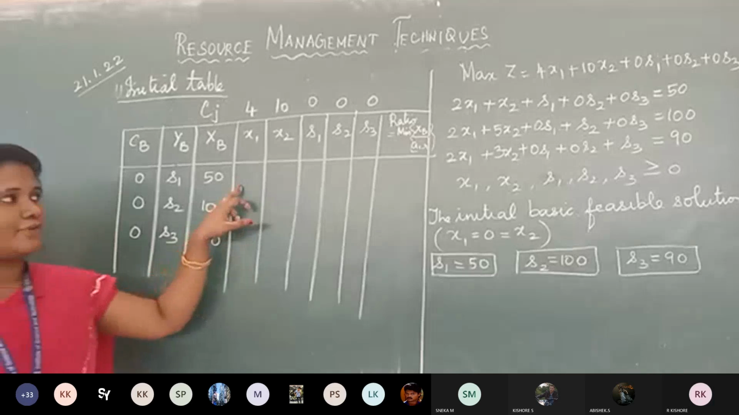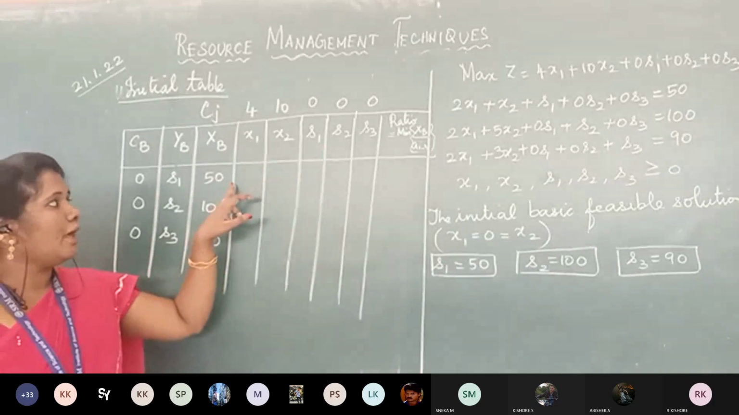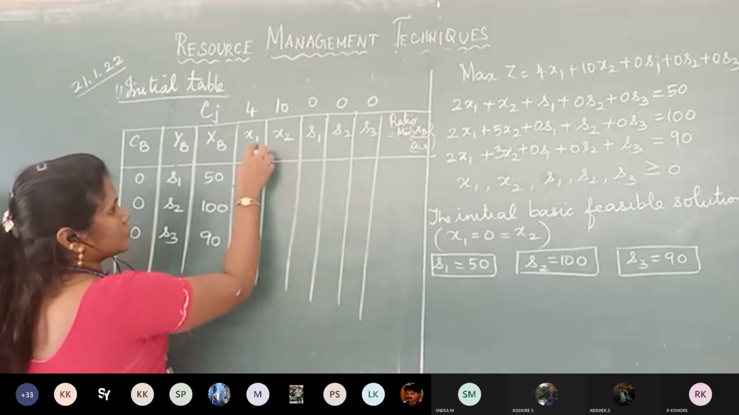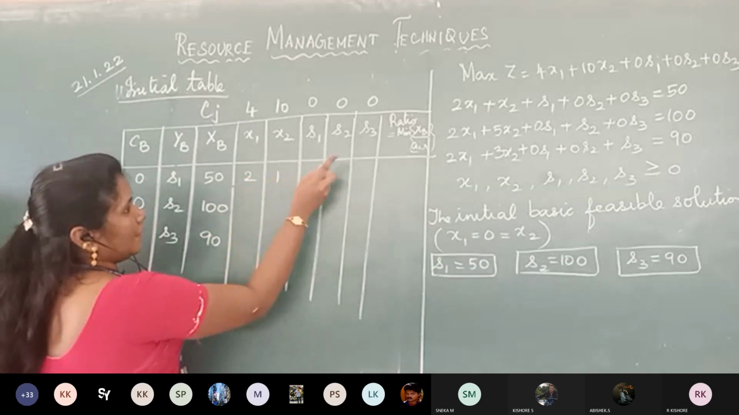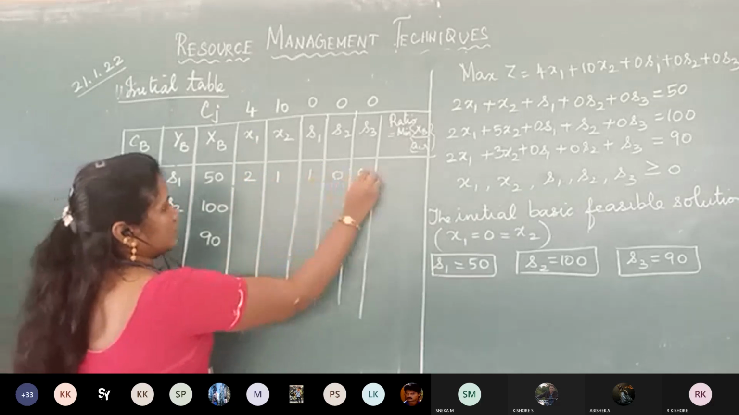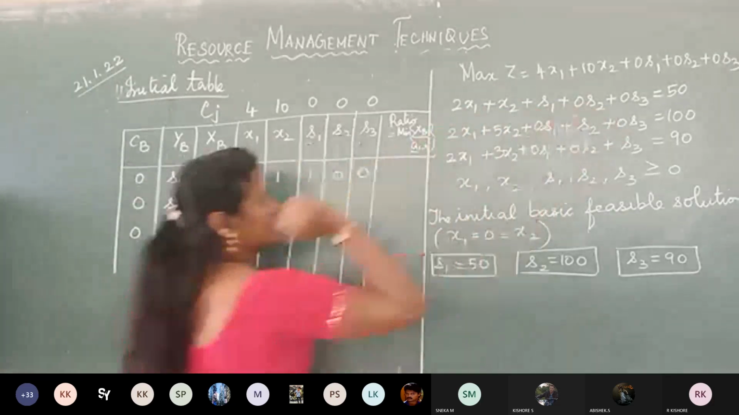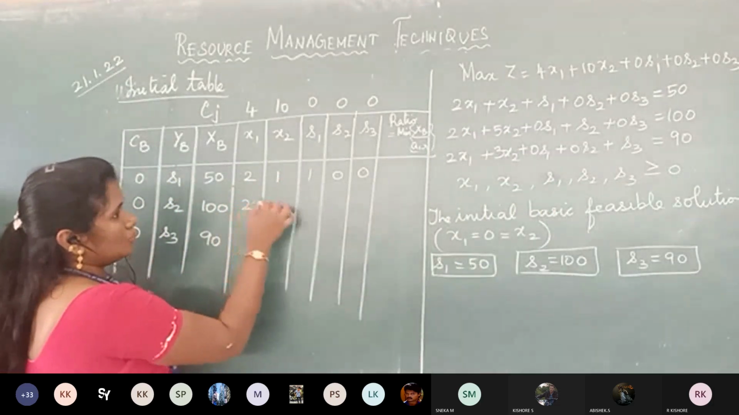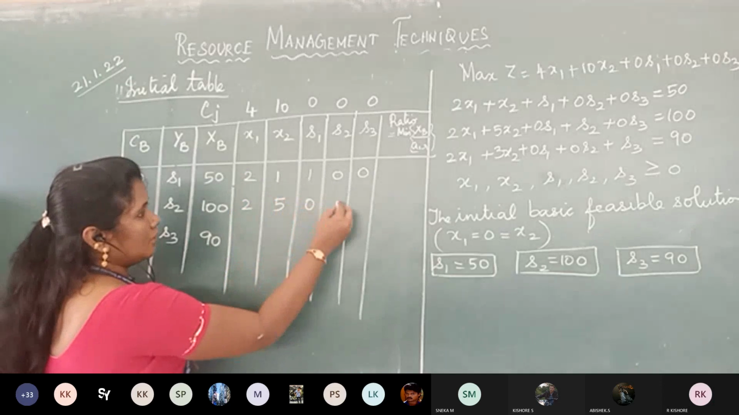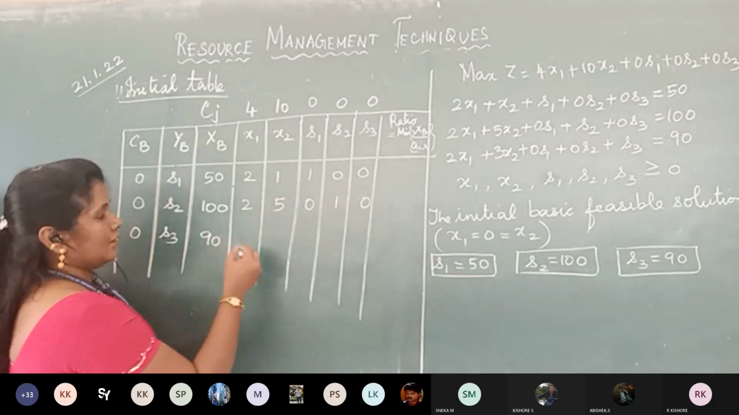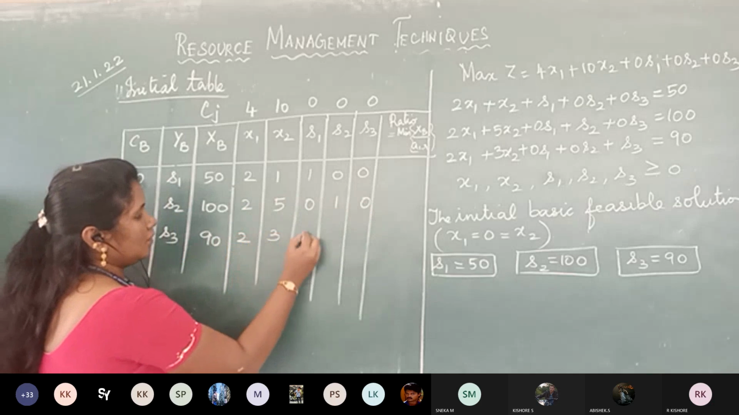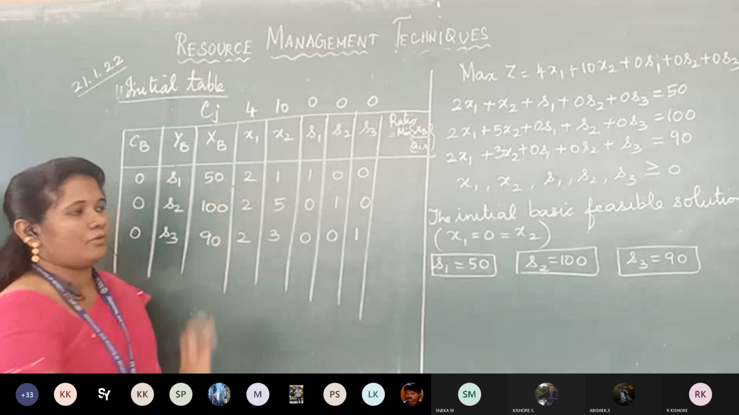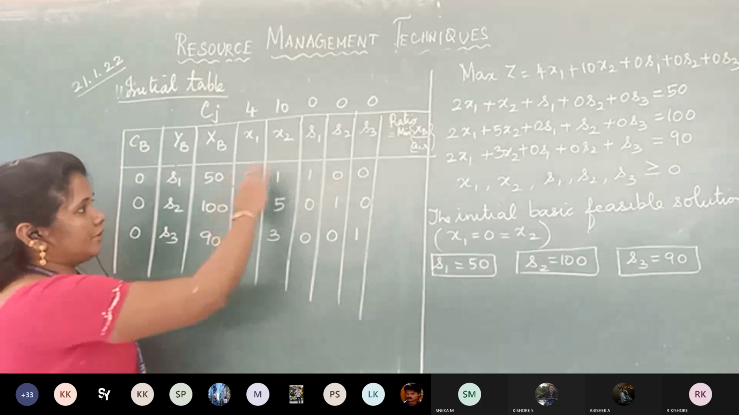Next, for the first equation which you've got, write the values here. For x1 it will be 2, 1, s1 is 1, 0, 0. I'm taking the coefficients of each term. Next, the second equation, again it is 2, 5, 0, 1, 0. Then 2, 3, 0, 0, 1. I've just written the coefficient values of all the terms.